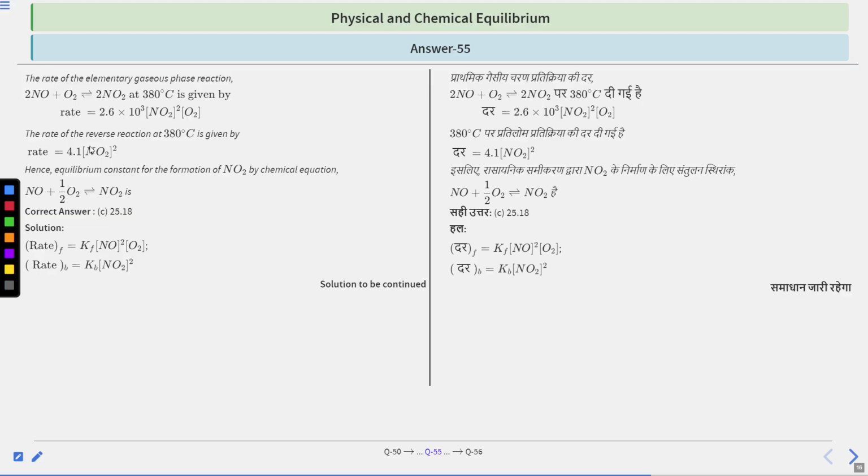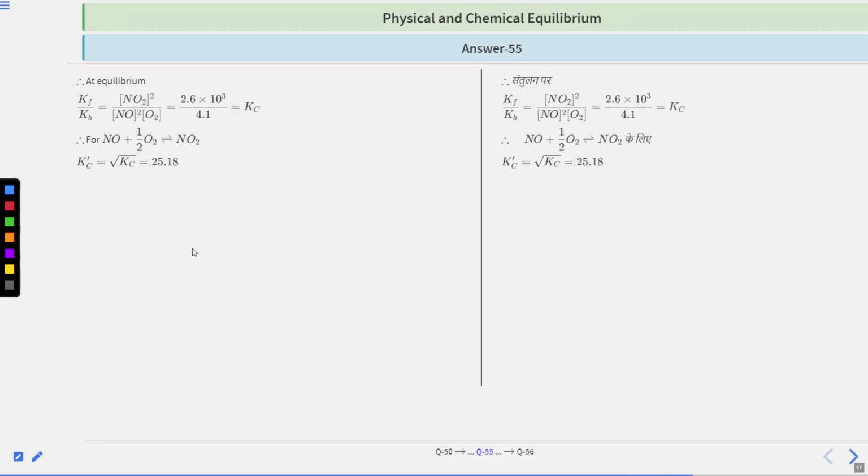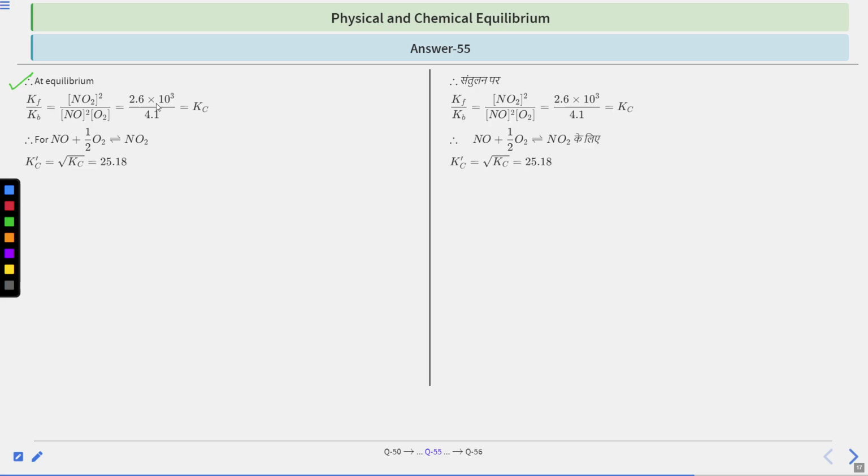Okay, let's see. So the correct answer is option C, that is 25.18. So we have been given the forward rate, that is Kf into NO concentration whole square into O2 concentration. And the rate of backward reaction will be Kb into NO2 concentration whole square. We just write it by looking at this reaction given in the question. Now what we will do, at equilibrium, we know that Kc will be equal to Kf divided by Kb, which is nothing but NO2 whole square upon NO whole square into O2.